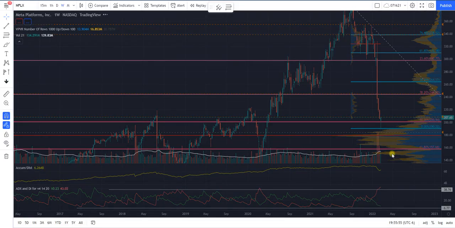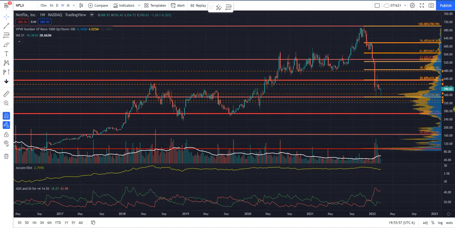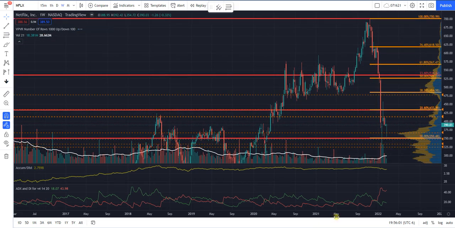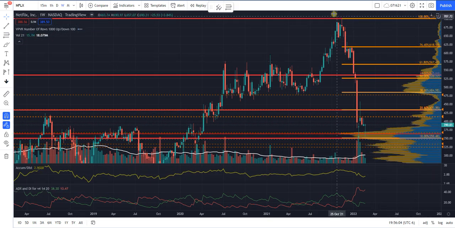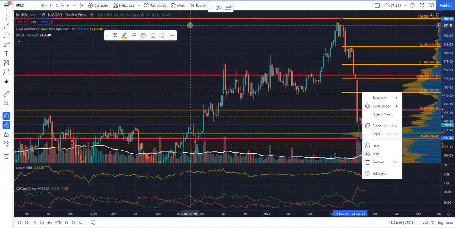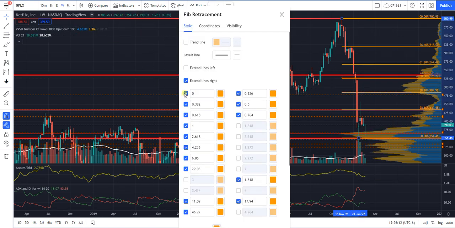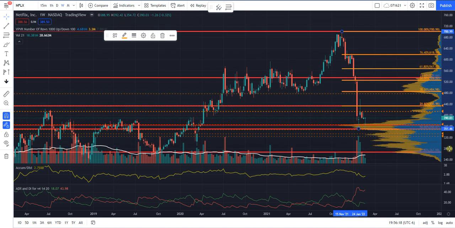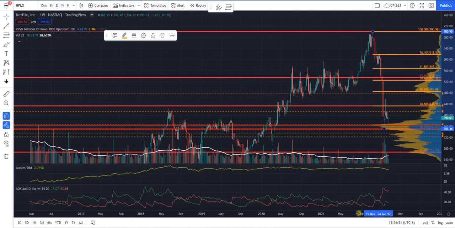And then Netflix, similar look here. Different color pattern on my fibs, trying to change everything. So primary test down here into, let me just get rid of the 0 real quick. There. So primary test down into the 50 at 350.67. Again, just an absurd amount of volume here in range.